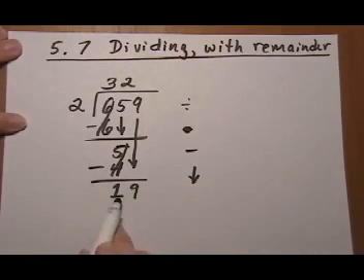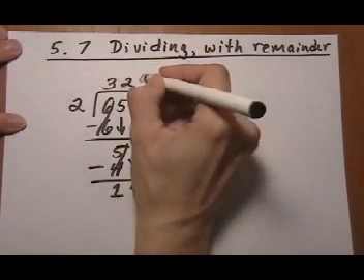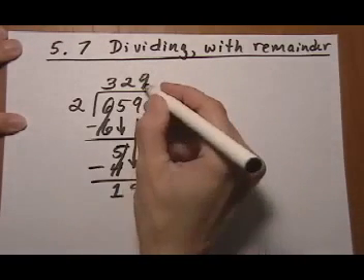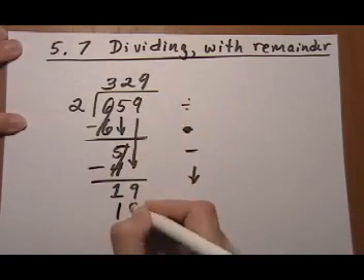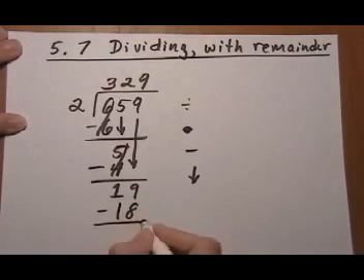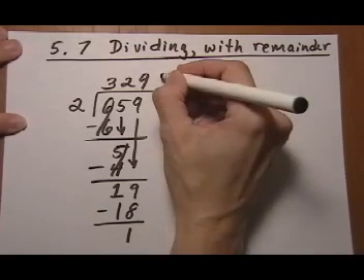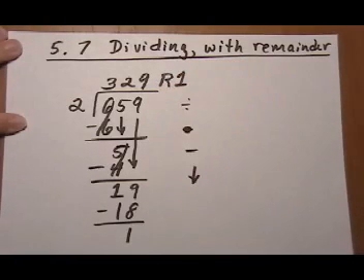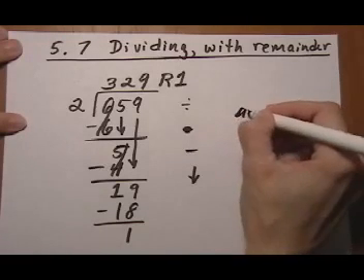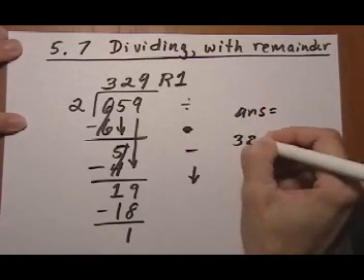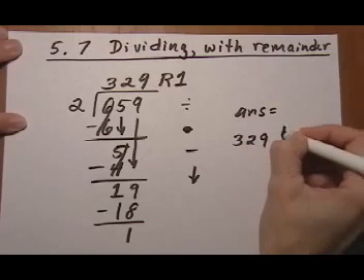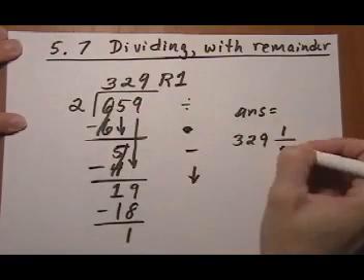Start over again. 19 by 2. Well, that goes in 9 times at the most. Multiply 9 times 2, 18. We're going to subtract that number. That gives us a 1. And there's nothing left to bring down, so that 1 is a remainder. The way we would write that final answer is 329, remainder of 1 divided by the divisor of 2.